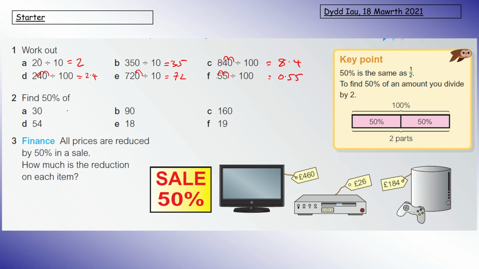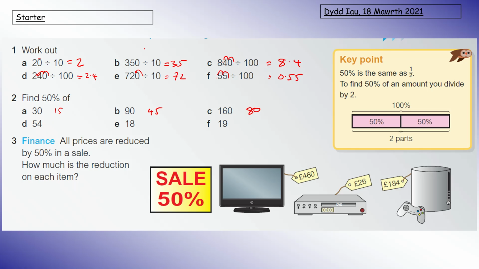If we're going to find 50%, we're going to halve it, so we can simply divide by 2. 50% of 30 is 15, half of 15. Half of 90 is 45. Half of 160 is 80.